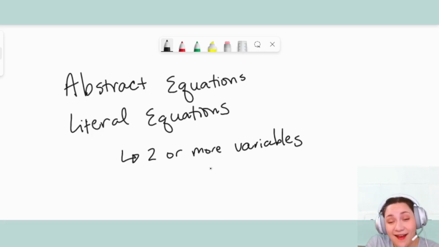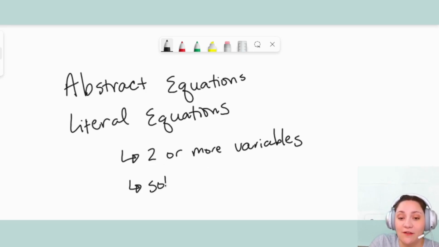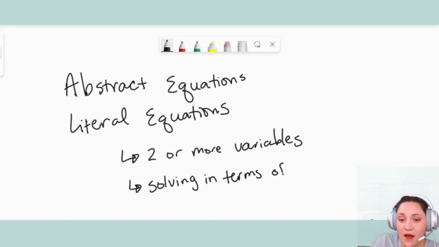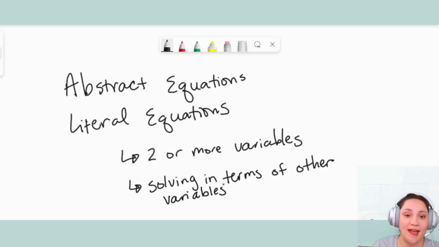We've already seen equations with multiple variables in them. We're just giving them an official name. When we are solving abstract or literal equations, what we are actually doing is solving the equation in terms of other variables. So although we may be solving an equation that has both x and y, we might be solving it for y, but it's going to be in terms of x, which means the equation is going to have x inside of it.